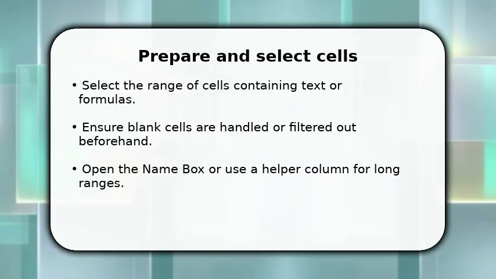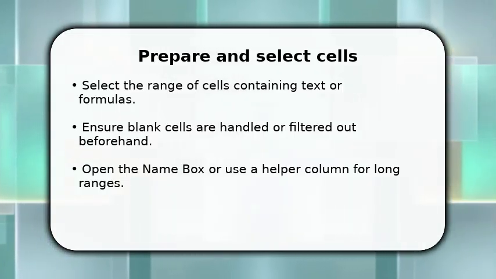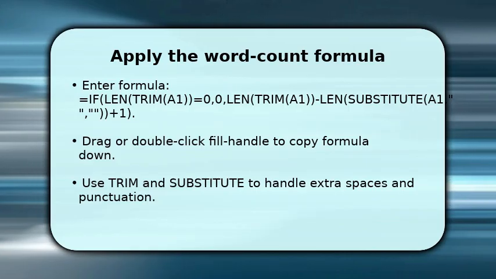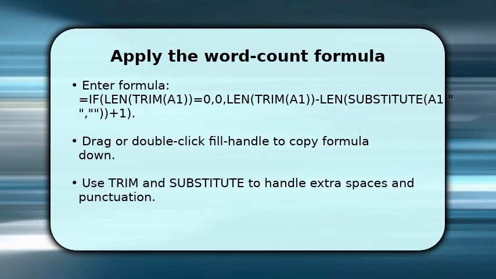Now type the formula in the helper column next to the first text cell. It counts words by trimming spaces, replacing spaces, and measuring length differences. Once entered, press Enter and then drag the fill handle or double-click it to propagate the formula through the whole range. This applies the same logic to every row.